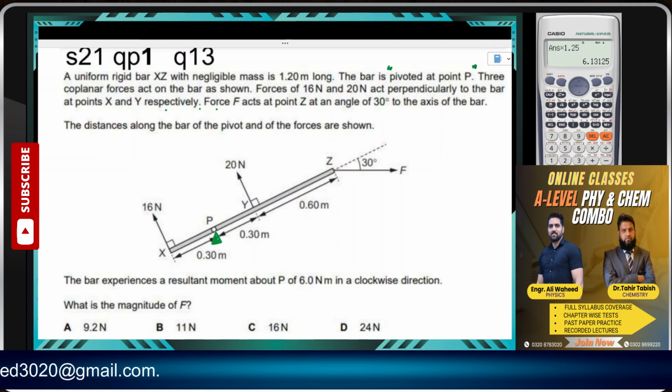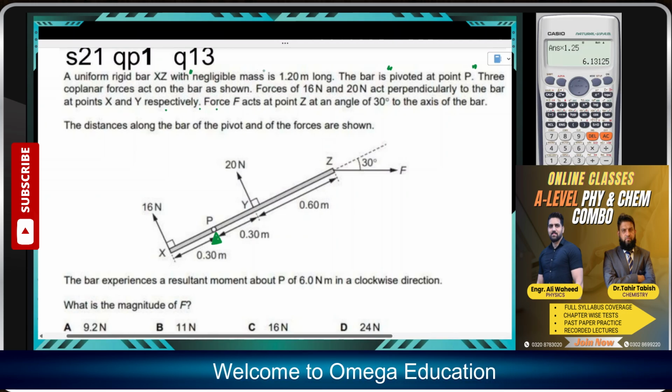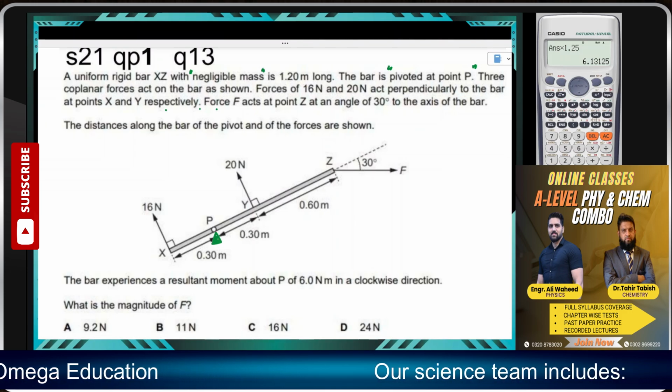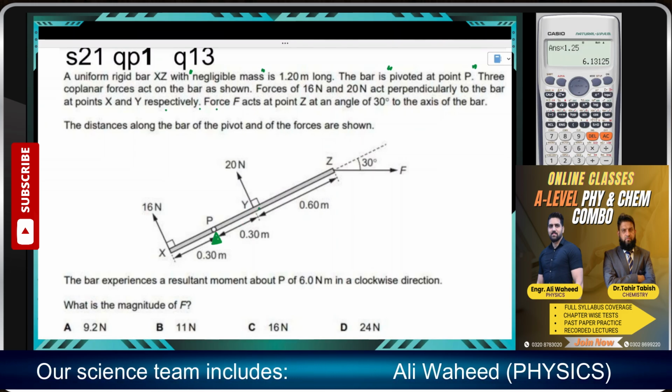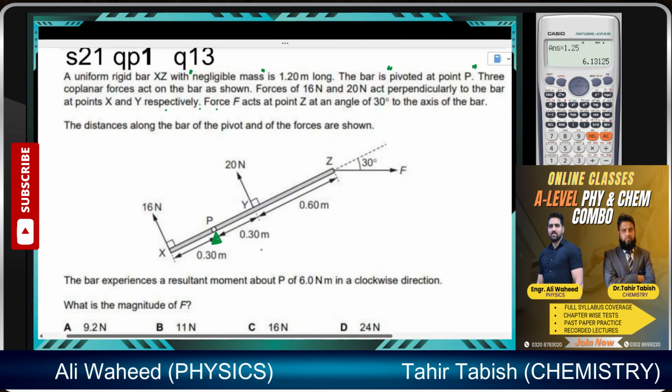And there should be a weight of the beam also, but they have said negligible mass. So the rigid bar itself has no weight, negligible, almost zero. So we're not going to consider the weight. Otherwise, the weight would have been exactly in the middle for a uniform rigid bar.